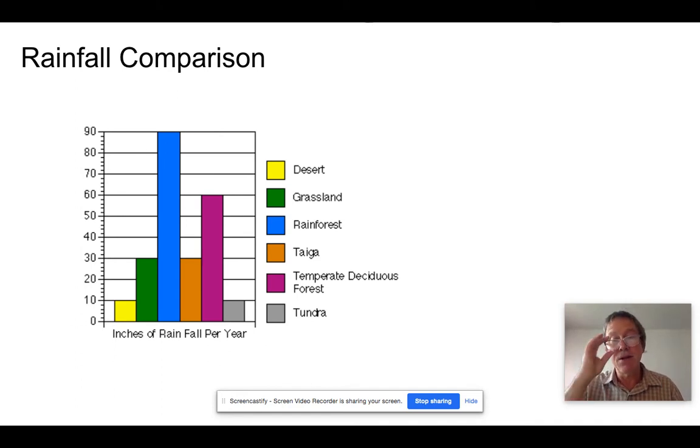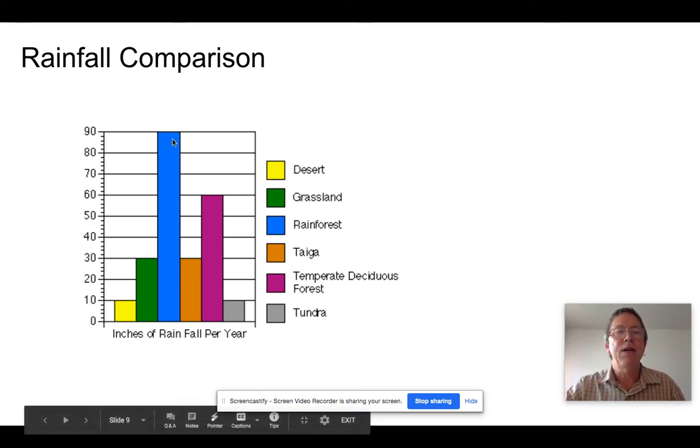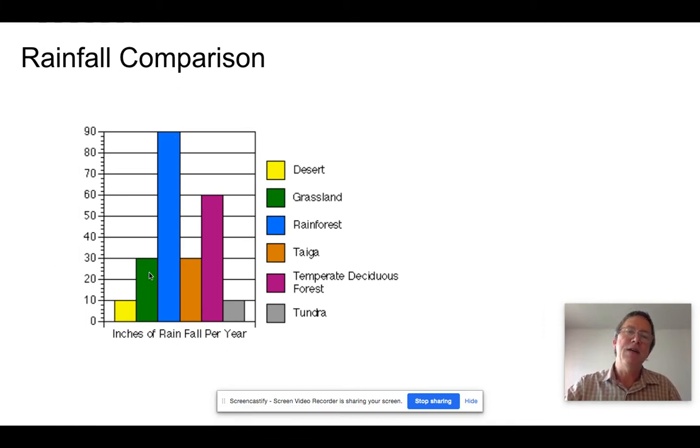And you've got to be prepared with College Board to be ready for any measurement of rainfall. It could be inches, it could be millimeters, it could be centimeters, it could be meters. Basically what we see here is that the rainforest has the most, desert and tundra have the least, and grassland and taiga are kind of in between.